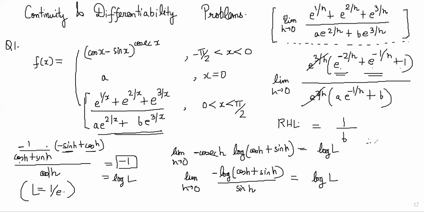Therefore, you get A is equal to 1 by E, right? B is equal to E, right? Correct. B should be equal to E. So B is equal to E and A is equal to 1 by E. That is the answer.